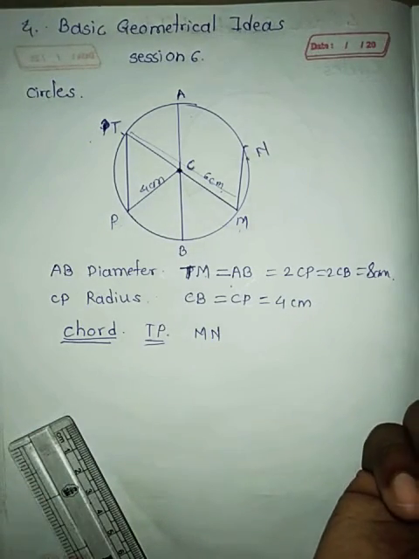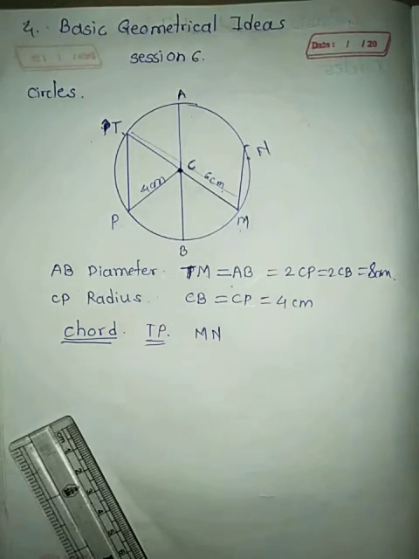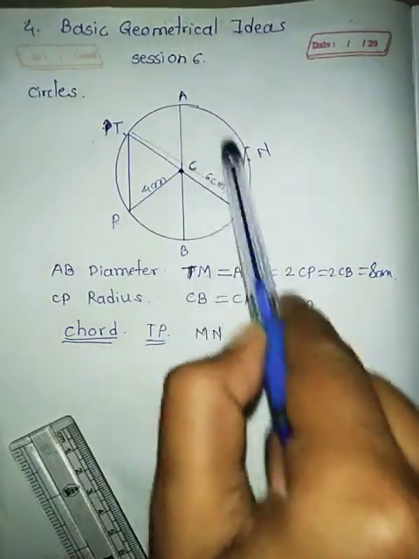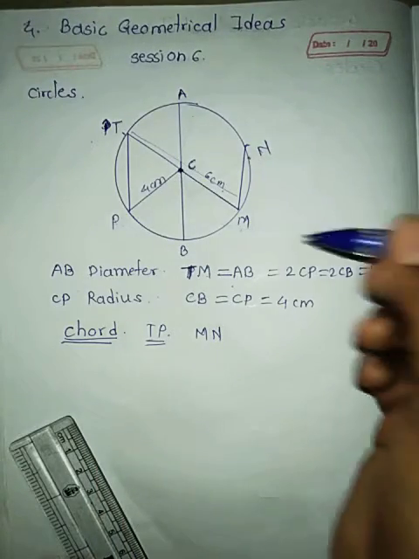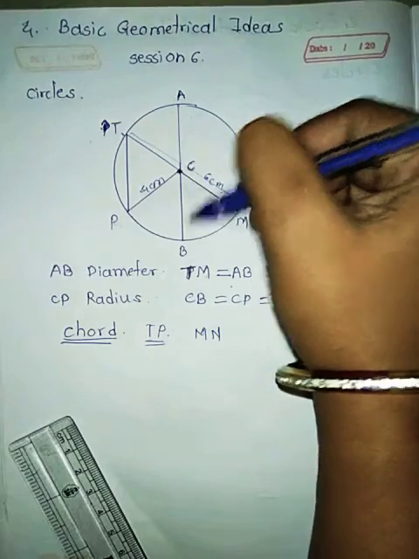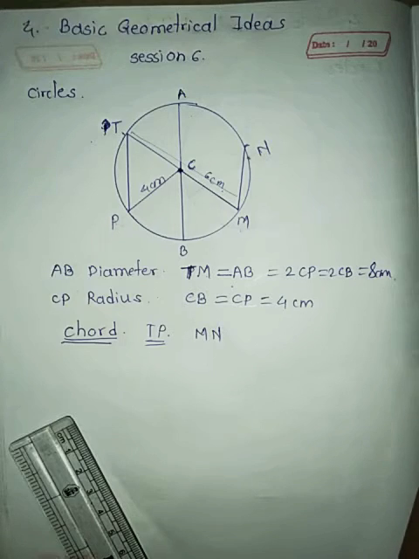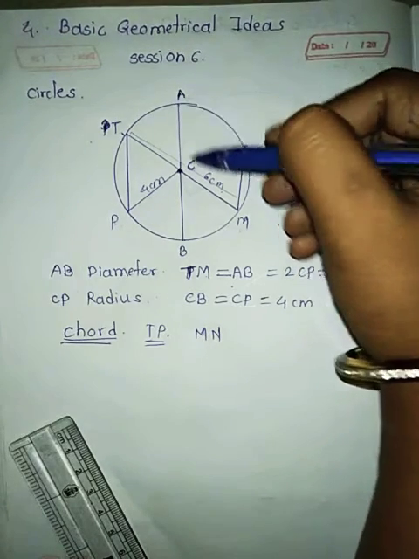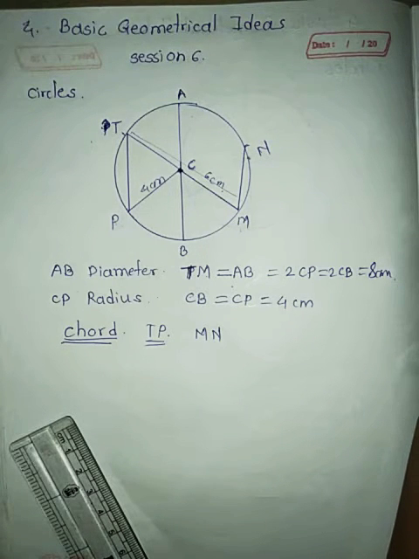The chord is the line which will join 2 points on the circle. See, the diameter is also joining 2 points on the circle, so the diameter is also a chord. But see, the longest chord of the circle is the diameter. The longest chord of a circle is nothing but the diameter.